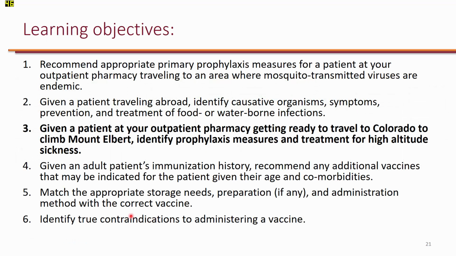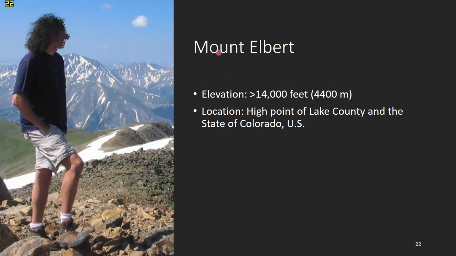The next learning objective is, given a patient at your outpatient pharmacy getting ready to travel to Colorado to climb Mount Elbert, identify prophylaxis measures and treatment for high altitude sickness. Now, one thing about Mount Elbert is that the elevation is over 14,000 feet, which is equivalent to 4,400 meters.